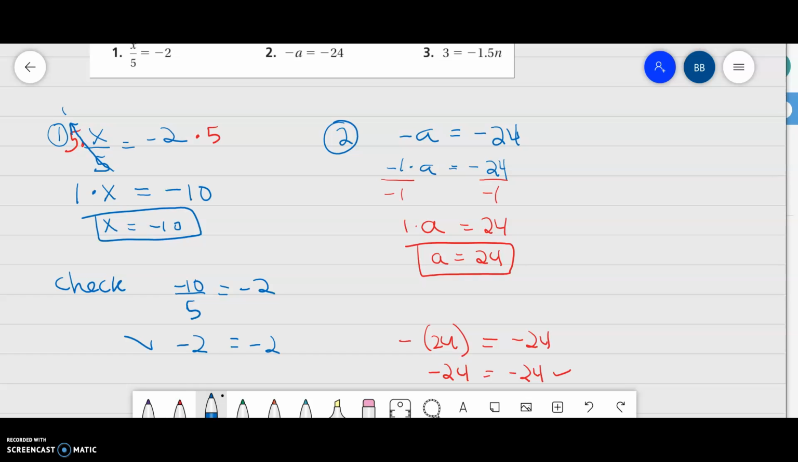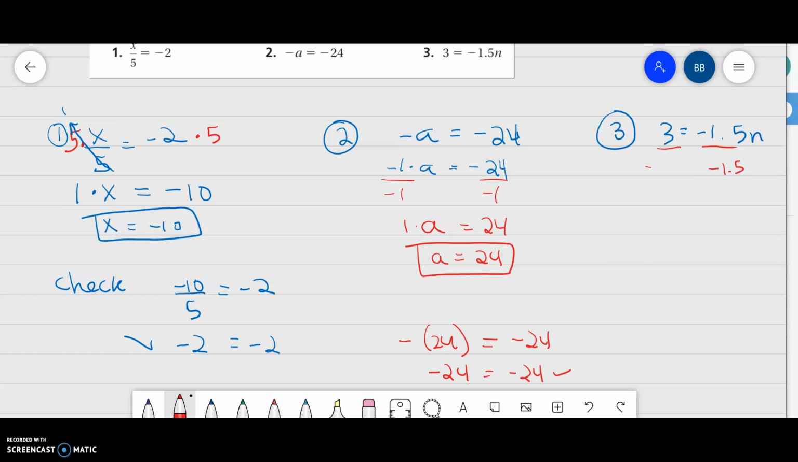Okay, last try it problem is 3 equals negative 1.5n. So I have to undo what's being done to the variable n, so I start on that side of the equation, the right-hand side. So n is being multiplied by negative 1.5. So the inverse of multiplying by negative 1.5 is dividing by negative 1.5. And if I do that to one side, I have to do it to the other side.